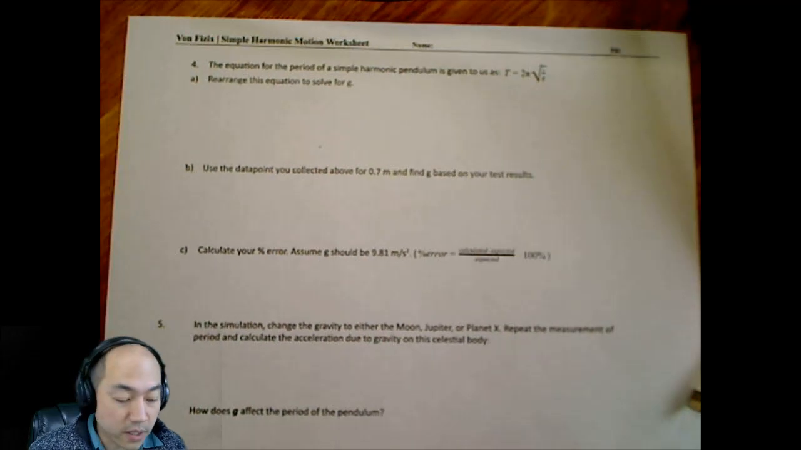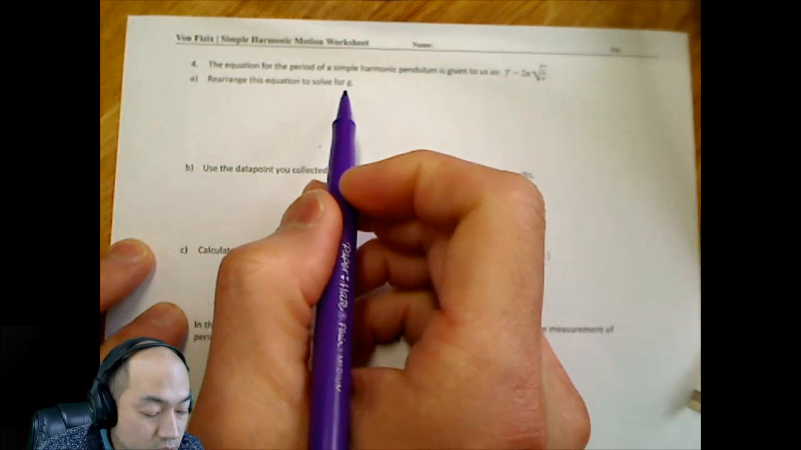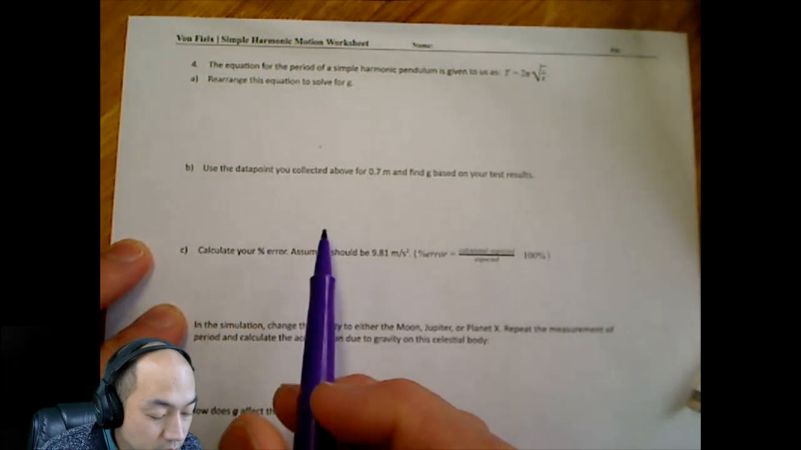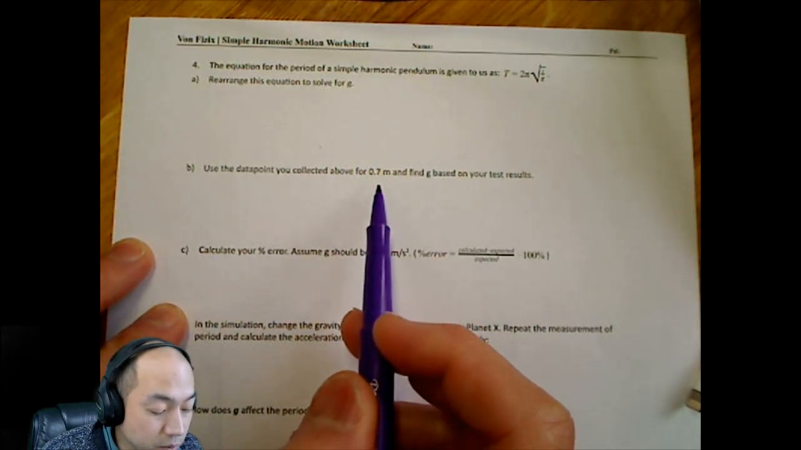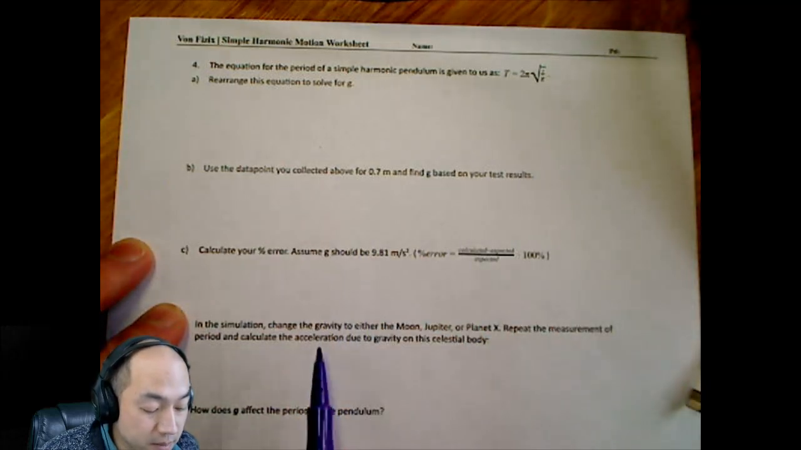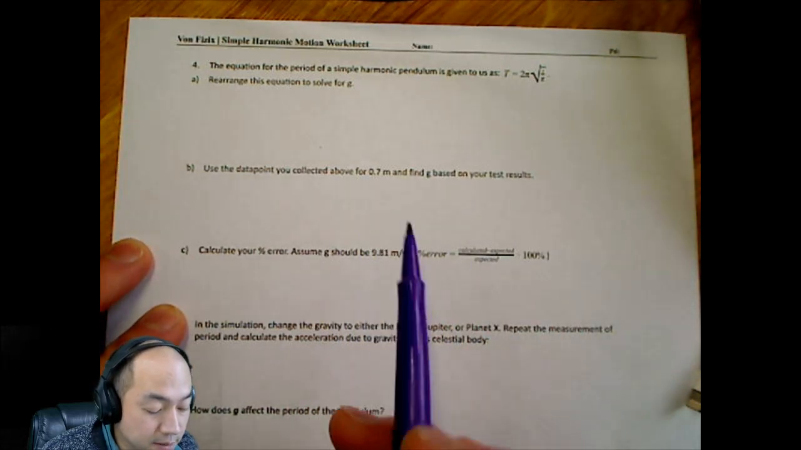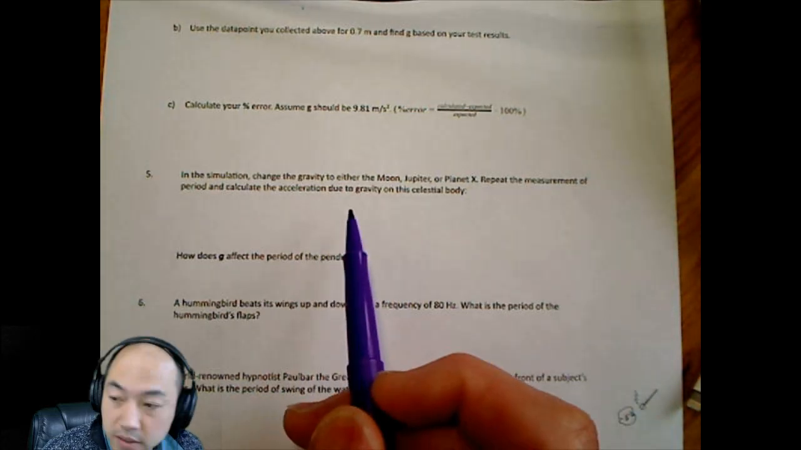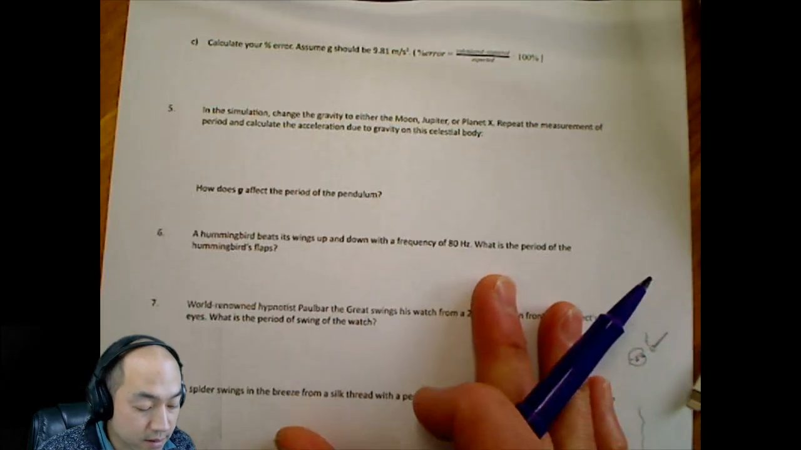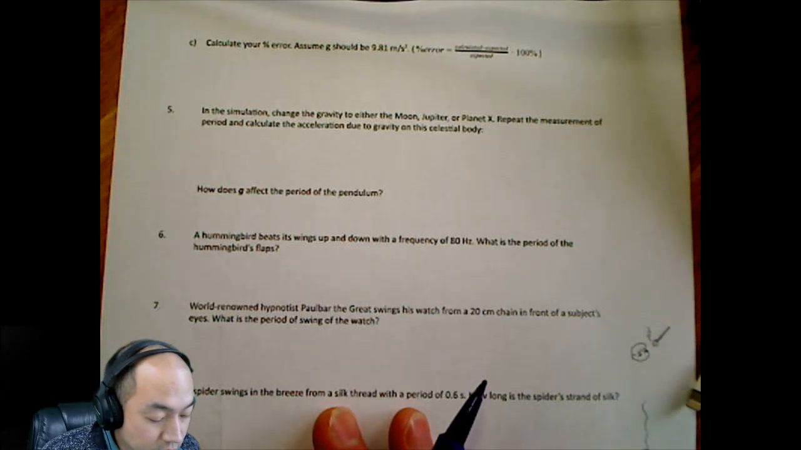We did this one, I think, in our notes to solve for G. So that one I'm not going to do. And we're going to use a data point we collected for 0.7 meters to find G. This is just like the notes that we did. These are all the same as well. Let's see, what else do we have here?